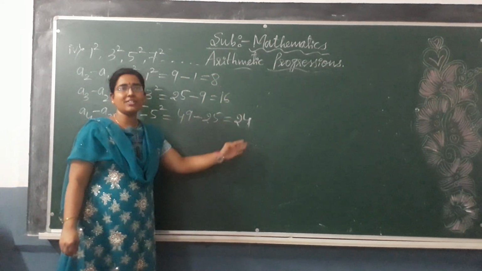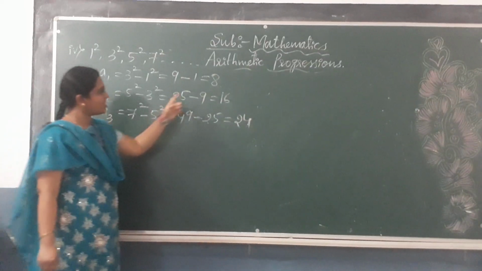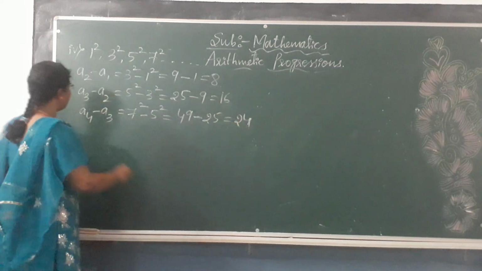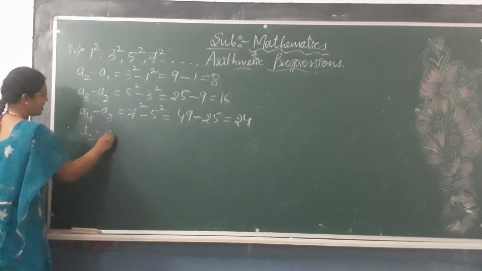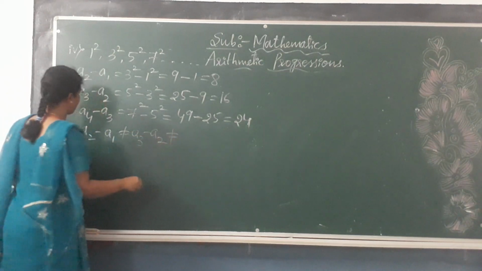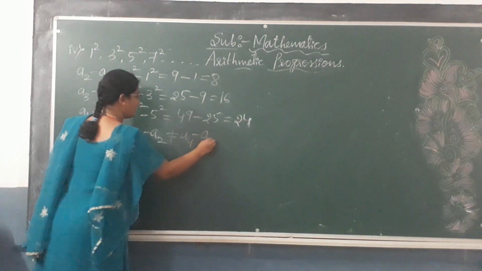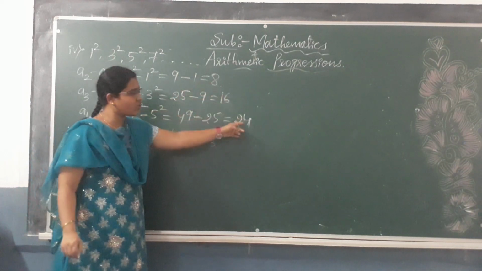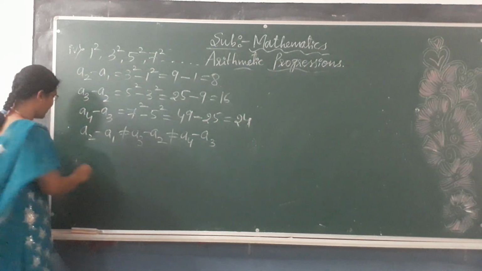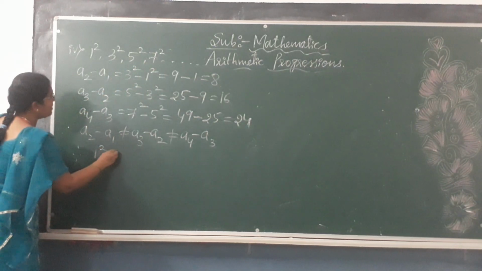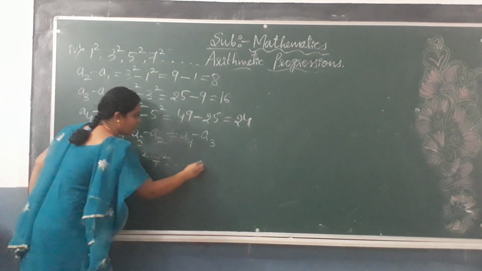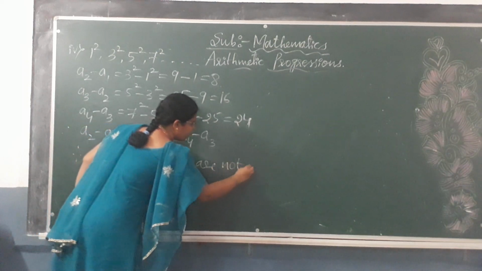Children, observe here. The common difference is different. We did not get equal values. Therefore, A2 minus A1 is not equal to A3 minus A2, which is not equal to A4 minus A3. If the common difference is not equal, therefore the given list of numbers is not in AP. Therefore, 1 square, 3 square, 5 square, 7 square and so on are not in AP.